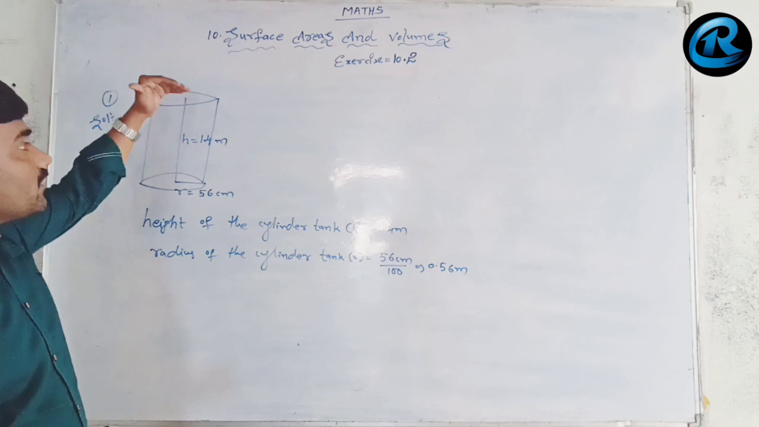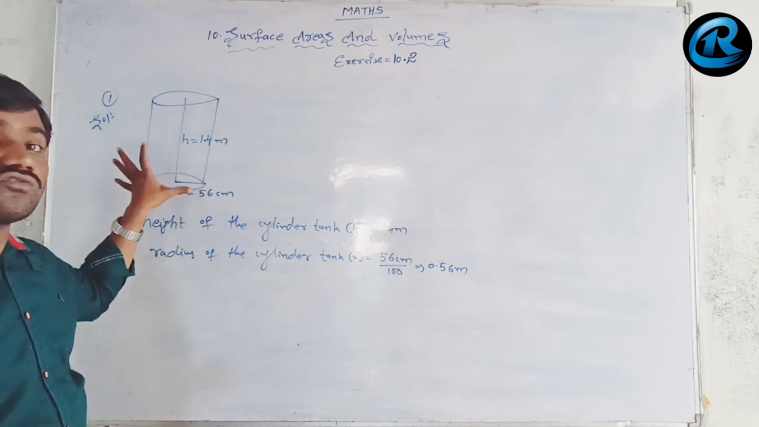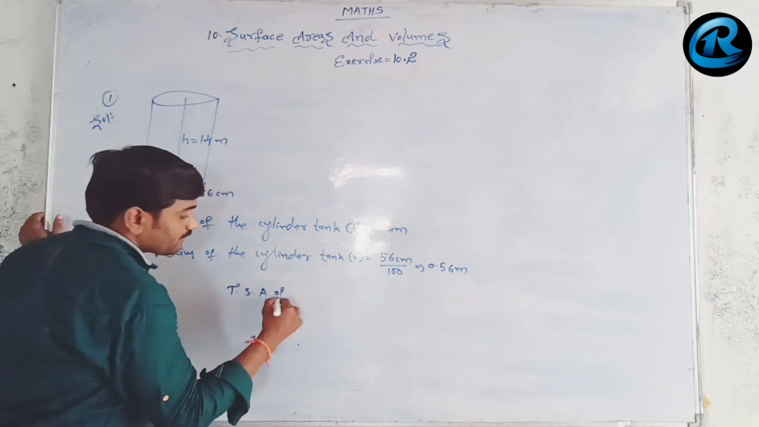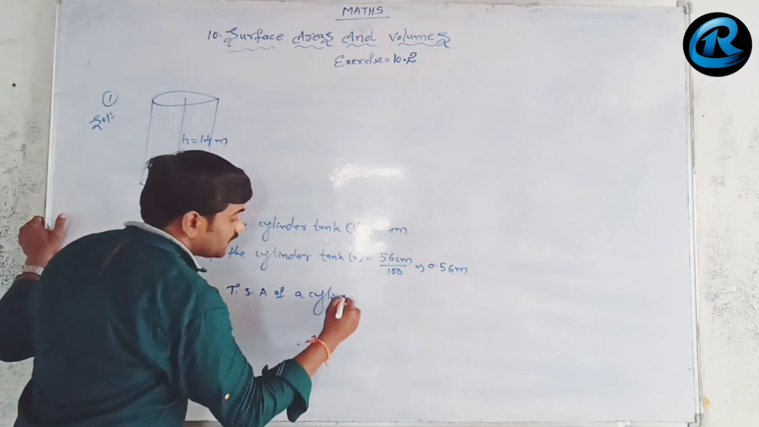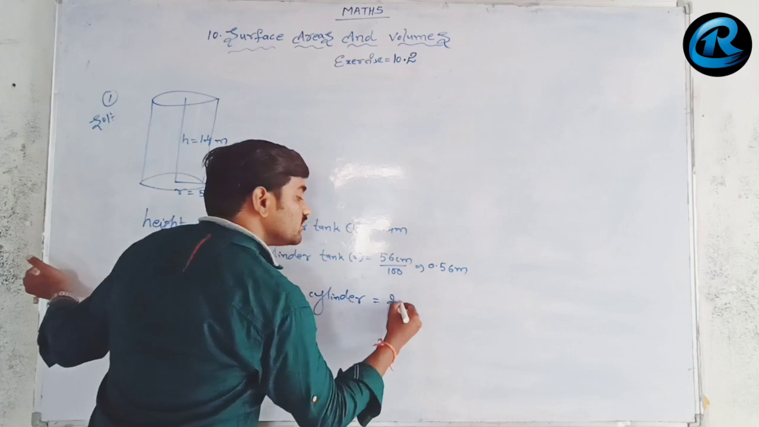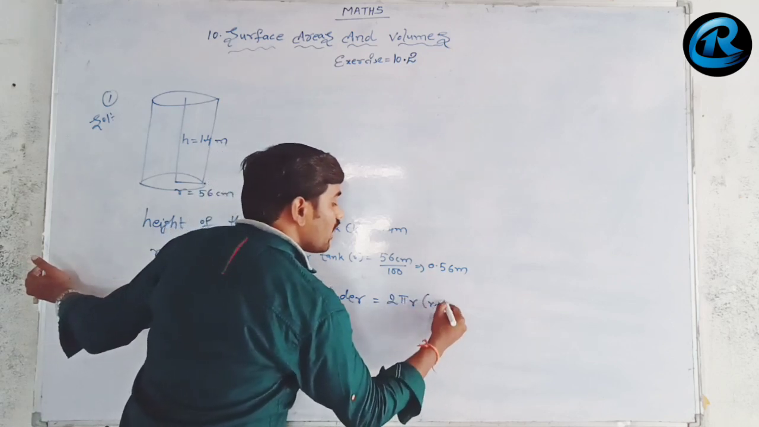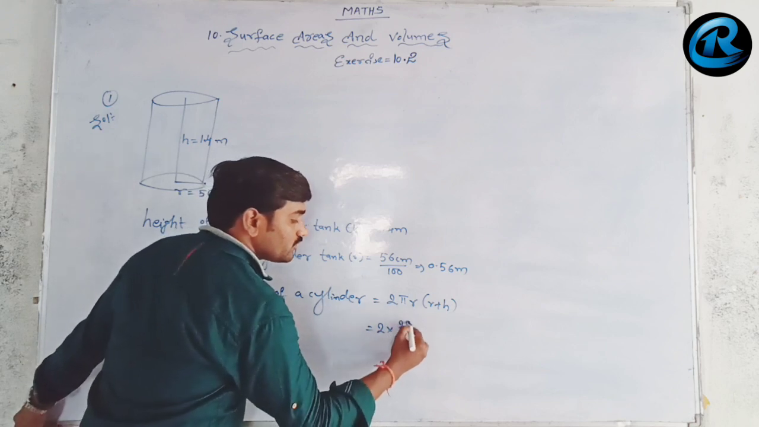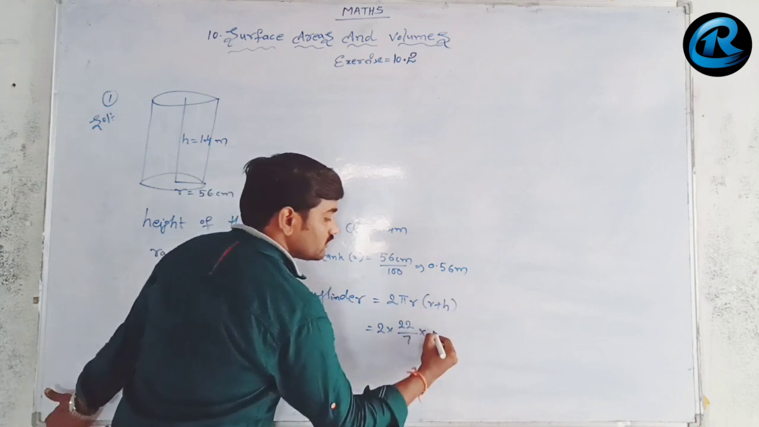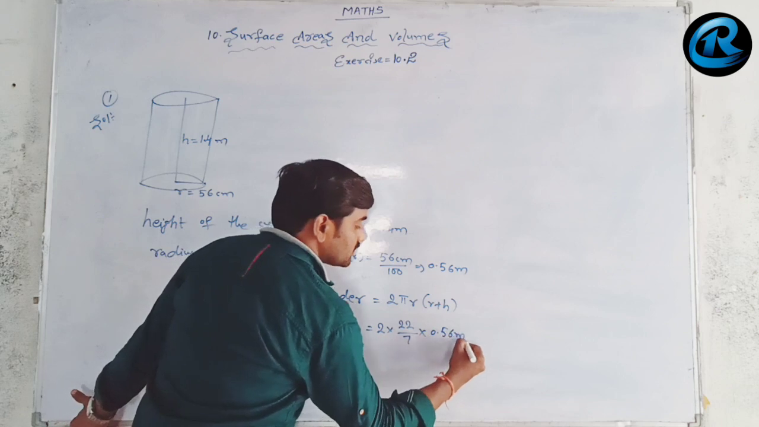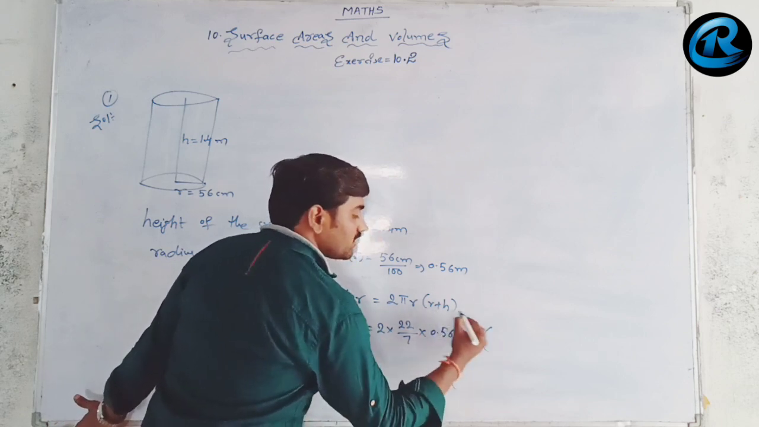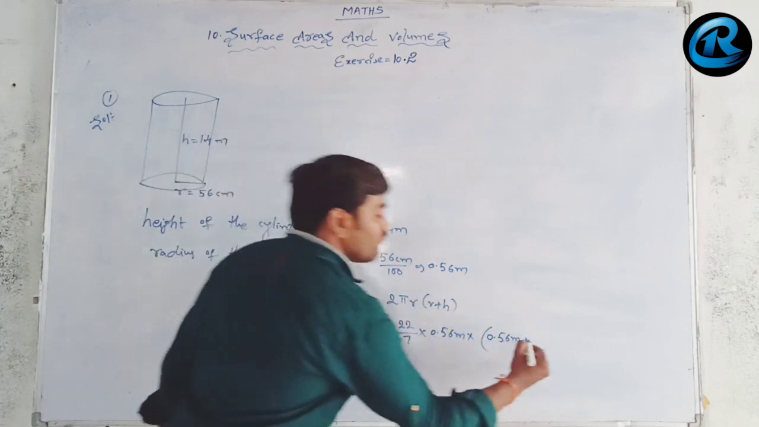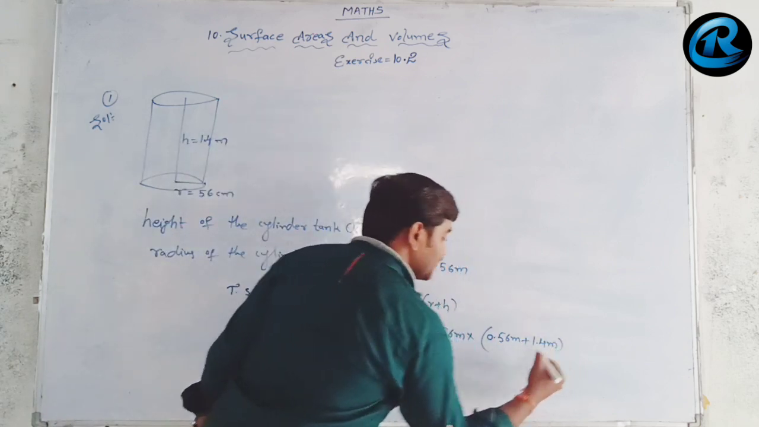So we are using top and bottom, so we go for the total surface area to find out here. The total surface area of the cylinder is 2 pi r (r plus h). Here 2 into pi, the value we know is 22 by 7. The r value is 0.56 meters into (r plus h), 0.56 meters plus the h value, that is 1.4 meters.